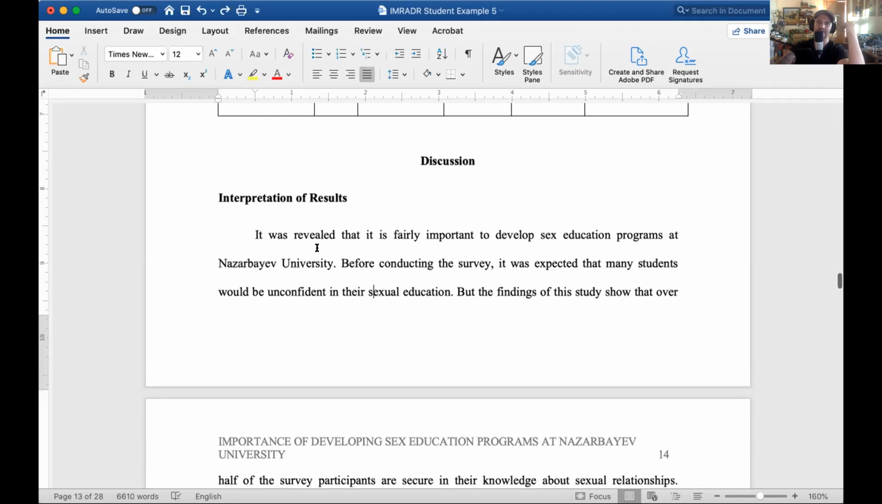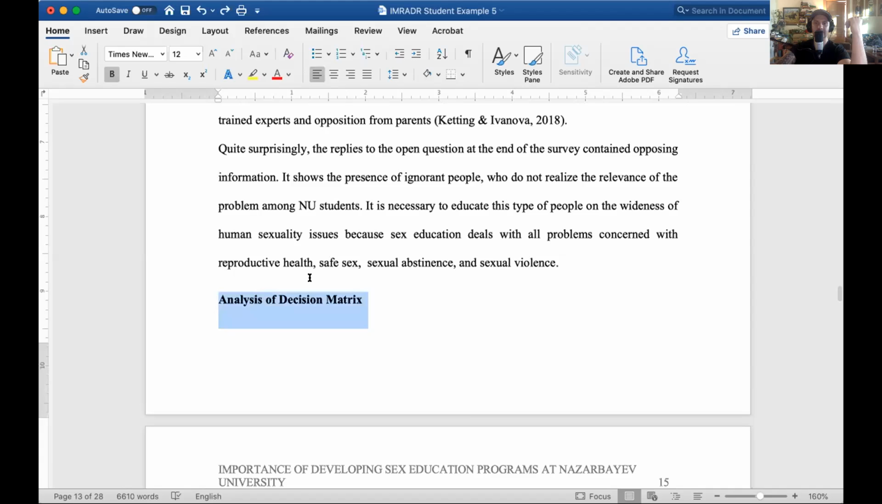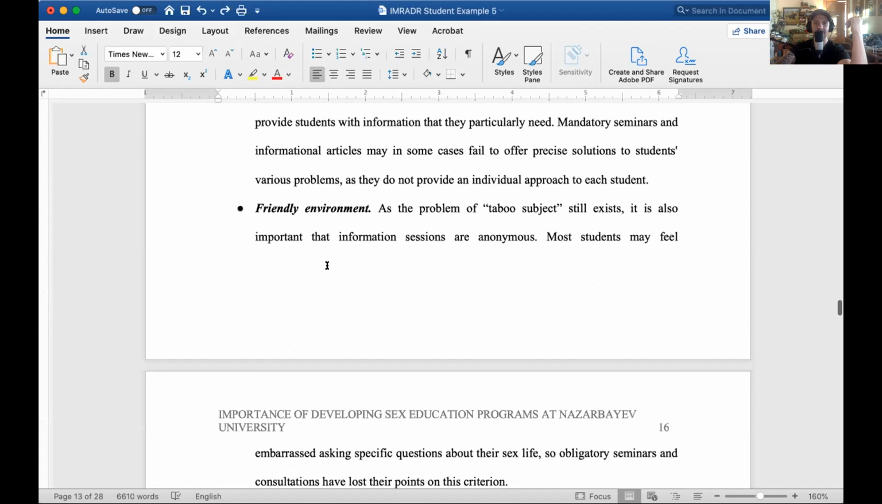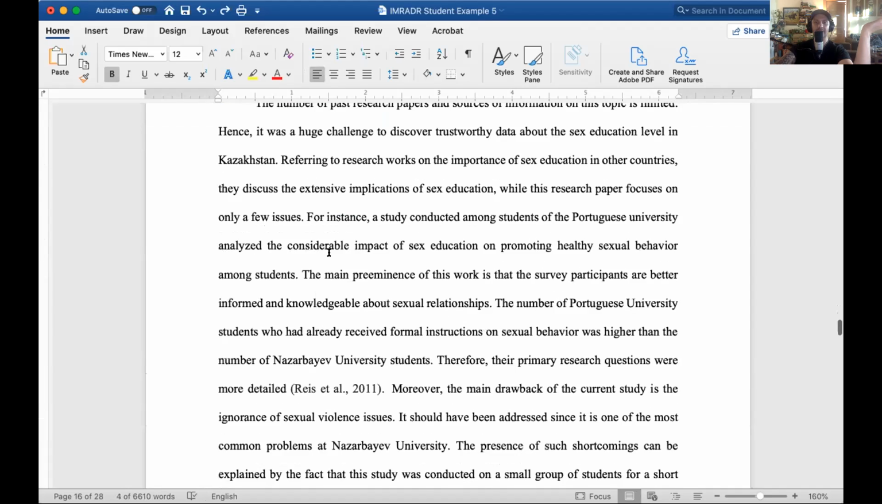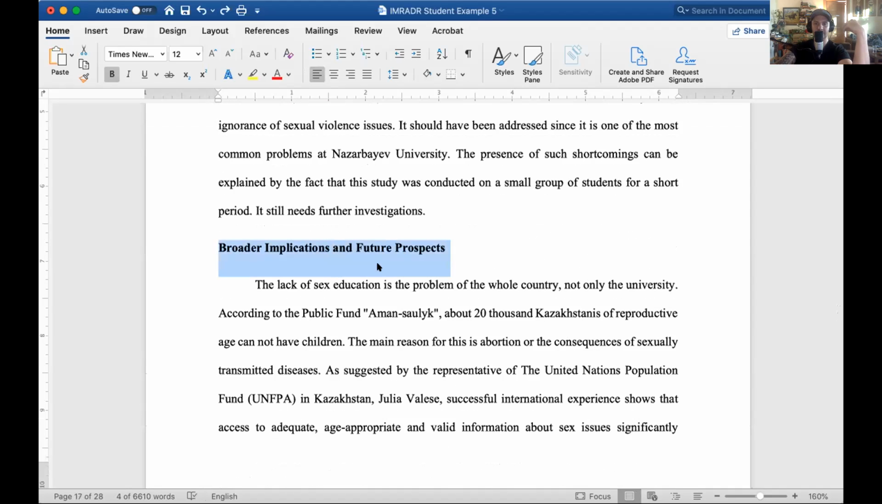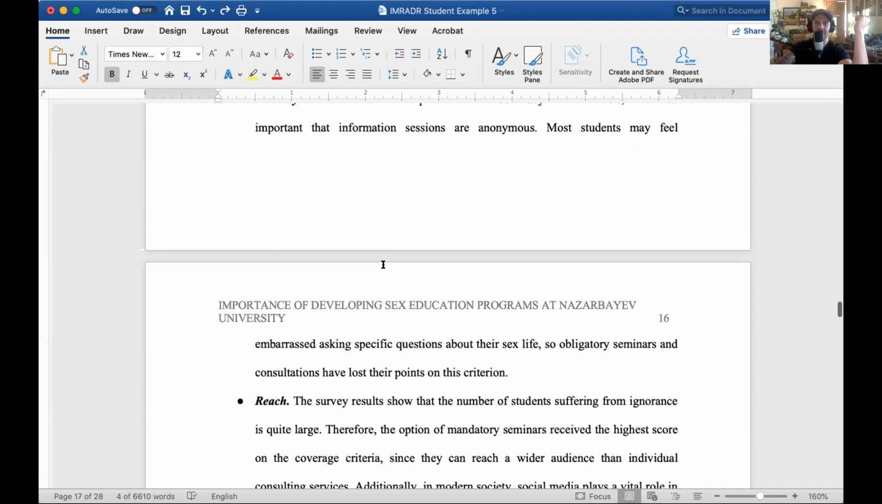It's okay. It's up to you on what you want to call it. Here we have interpretation of results. We have analysis of decision matrix. And then they've decided to combine, then they have consideration of weaknesses, and they've combined broader implications with future prospects, okay? It's up to you on how you design all of this.